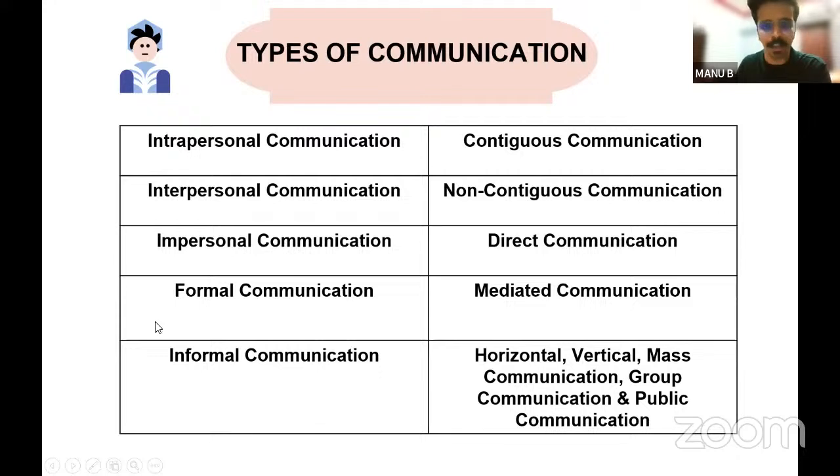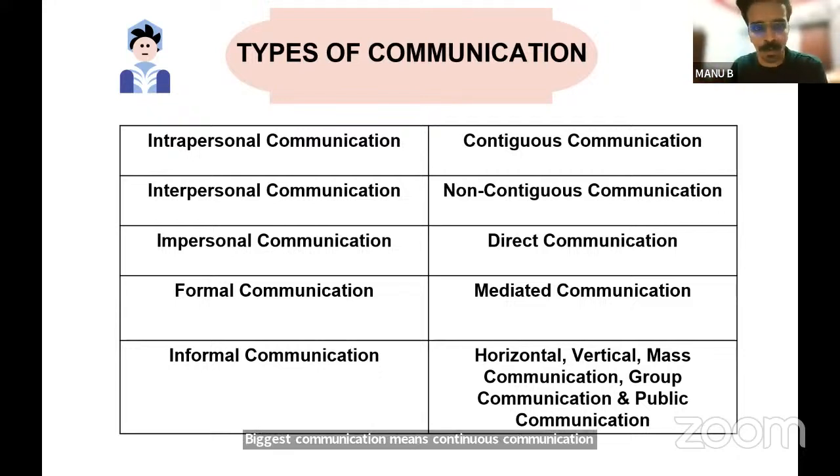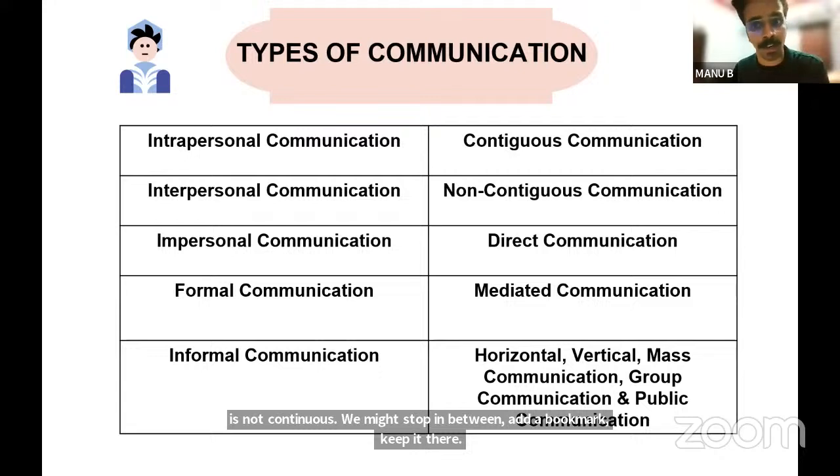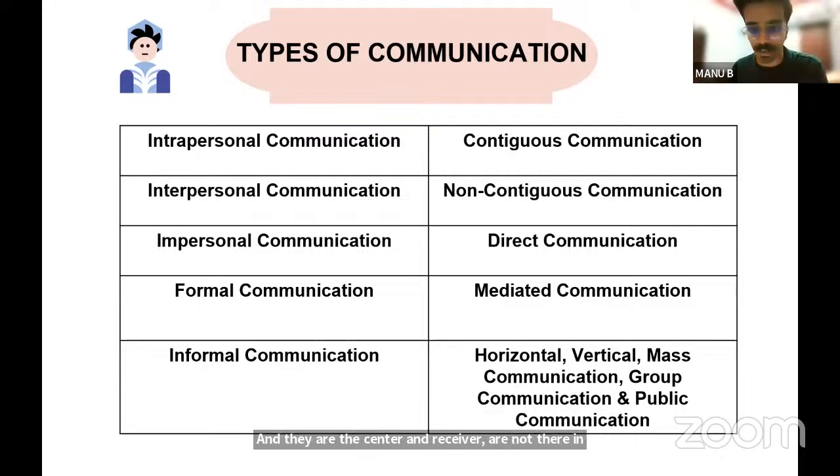Then contiguous communication means continuous communication, which we make through our WhatsApp chats. Non-contiguous communication is non-continuous communication, like when we are reading a book of an author, which is not continuous. We might stop in between, add a bookmark, keep it there, and there the sender and receiver are not in direct touch. Whereas in contiguous communication, they are in direct touch.